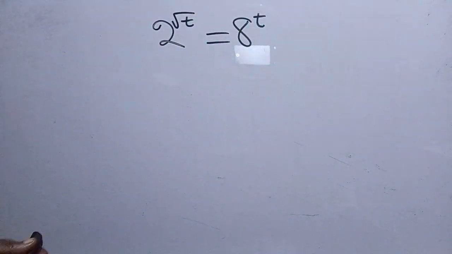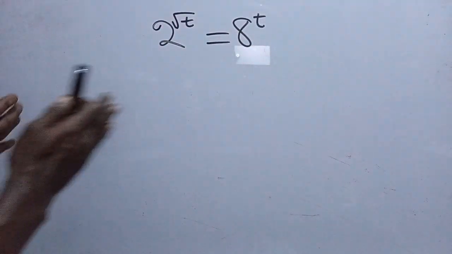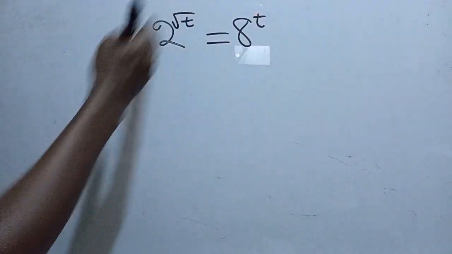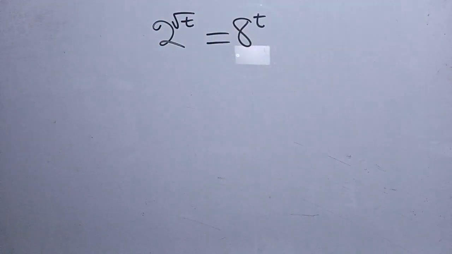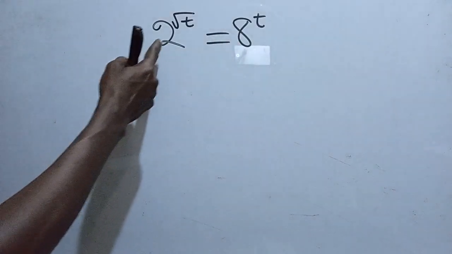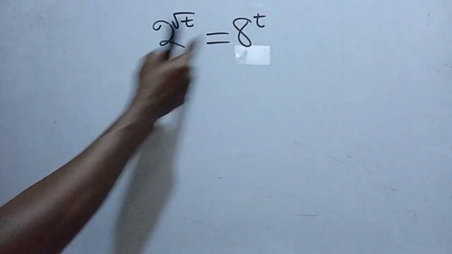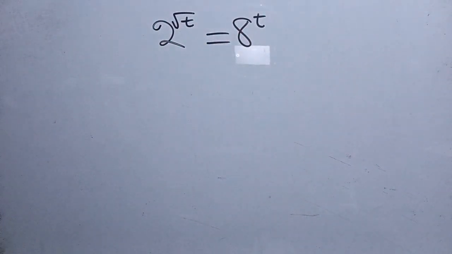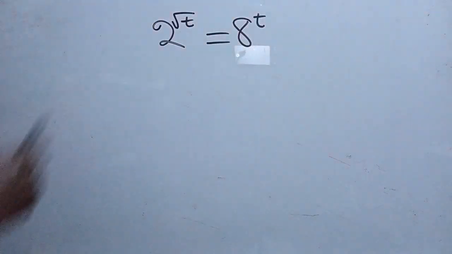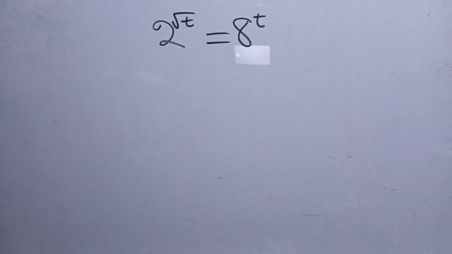Hello, to solve this exponential equation, you observe that we have two exponents. One is root, the other one does not have a root. So what do we do here? Look at the integers. The integers are 2 and 8. And 2 is a factor of 8. So that means we can decide to split, to break this 8 in multiples of 2.